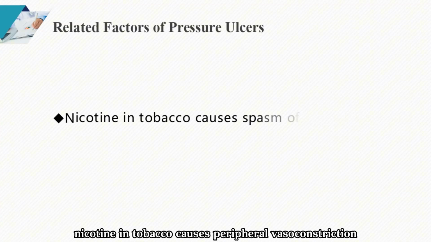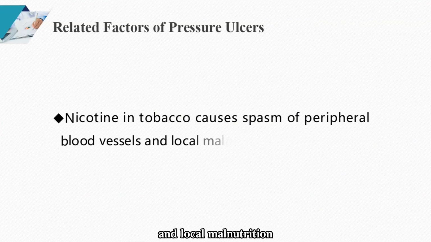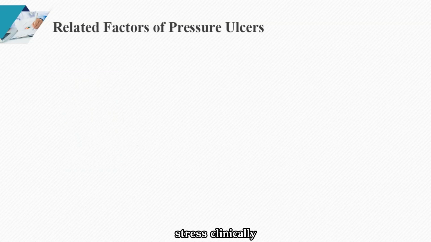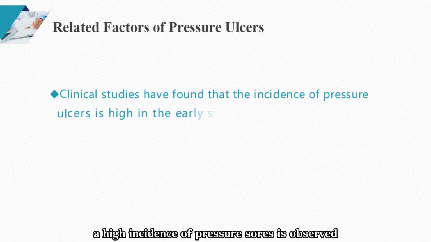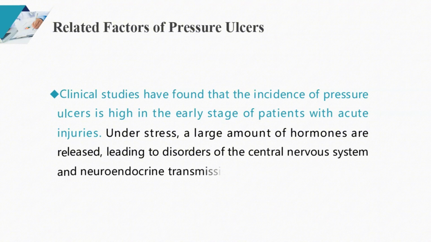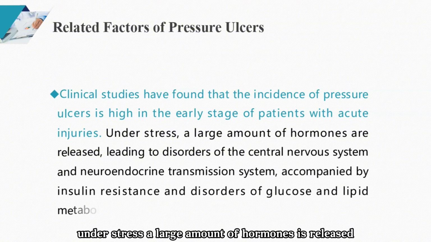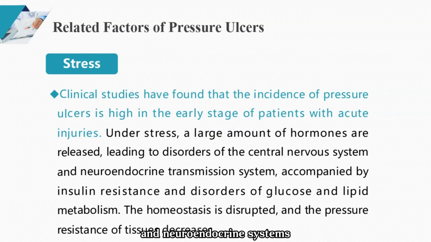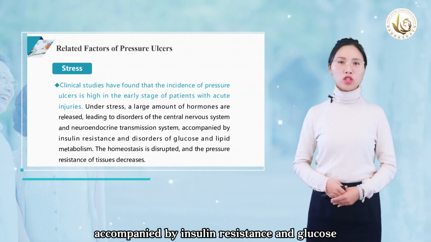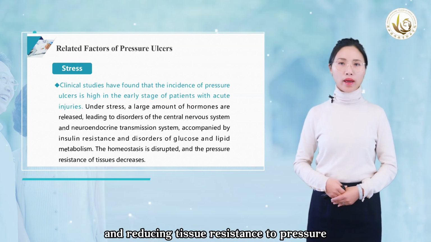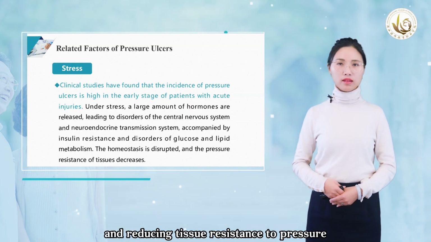Smoking. Nicotine in tobacco causes peripheral vasoconstriction and local malnutrition, increasing tissue susceptibility to pressure sores. Stress. Clinically, a high incidence of pressure sores is observed in the early stages of acute injury patients. Under stress, a large amount of hormones is released, leading to disorders of the central nervous and neuroendocrine systems, accompanied by insulin resistance and glucose/lipid metabolism disorders, disrupting homeostasis and reducing tissue resistance to pressure.